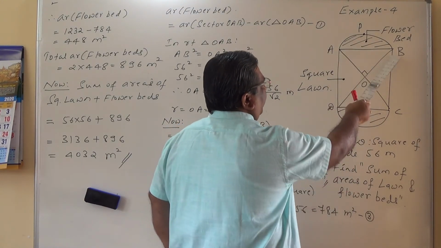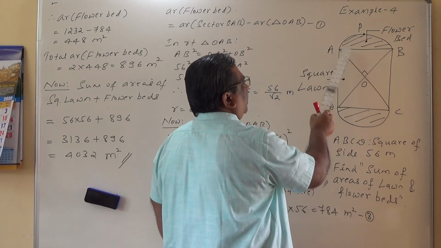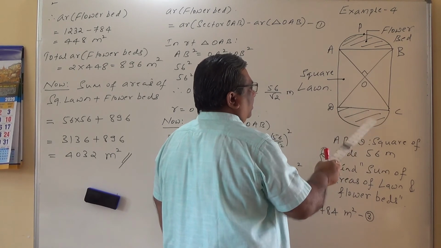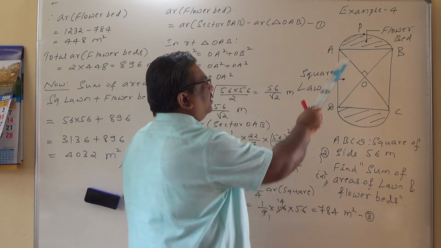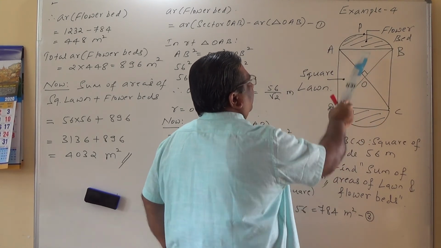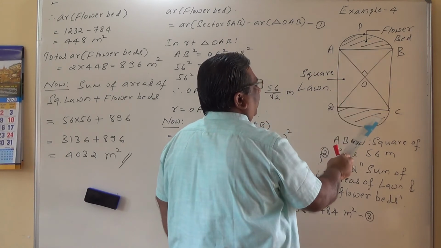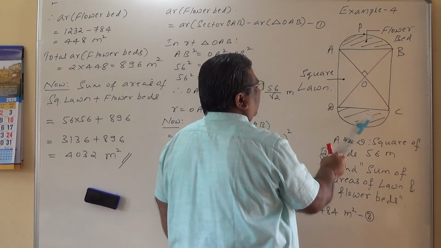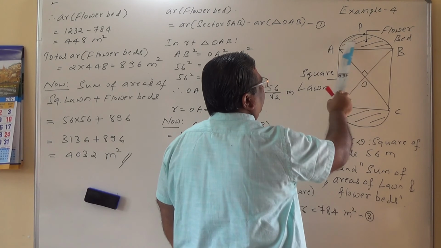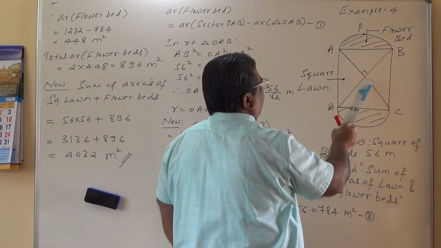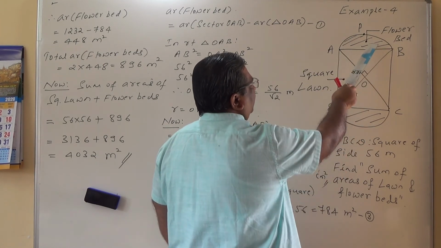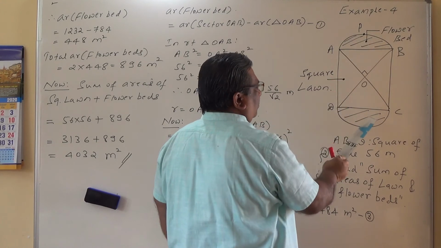OA, OB, both are radii. So OA is the radius of this circular arc here, and OC is also the radius of the circular arc. Now what we will do here is, this AB is given to us because it is a square of side 56. We can find out the area of the flower bed, and there are two flower beds which are equal, and this arc APB is the sector basically. OAPB is the sector of radius OA, and the area of this flower bed is equal to the area of this flower bed.